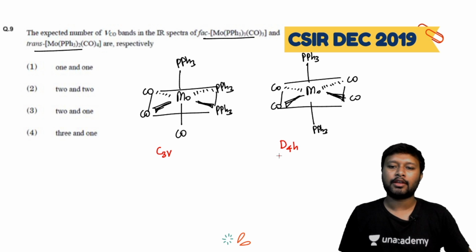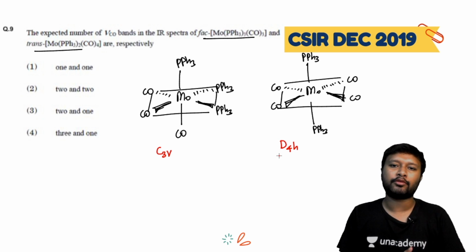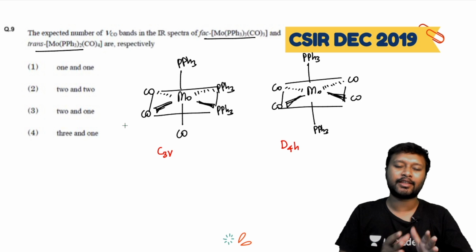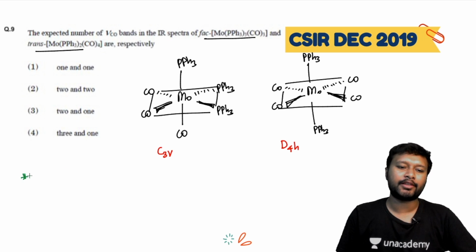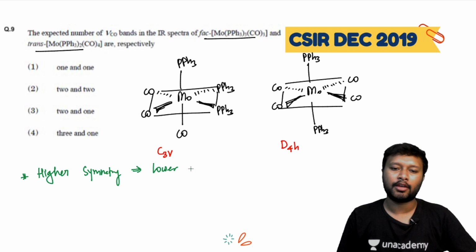Now once you are aware of the point groups, you can easily tell how many bands you are going to get. Based upon this table, you have to memorize this table in order to answer this. So based upon this table you can tell the answer easily. Before looking at that table, I'll just give you a simple concept. The concept says that if you have higher symmetry in the particular molecule, then it will have a lower number of IR stretching bands.